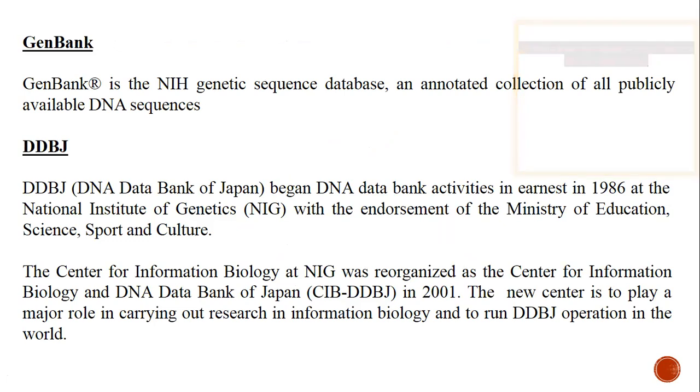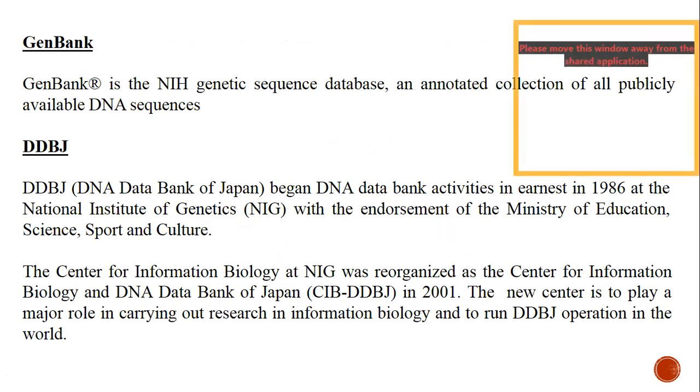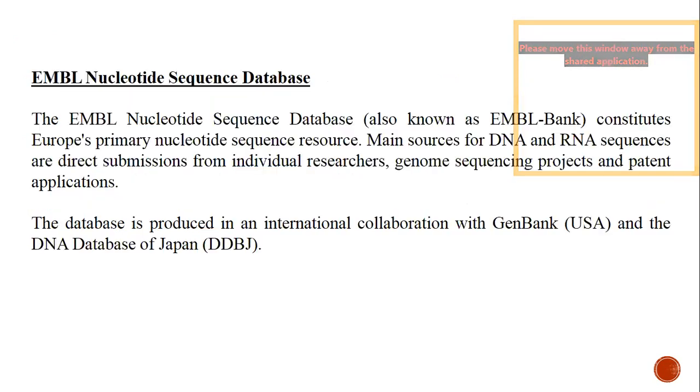The DNA Data Bank of Japan is the DNA database initiated by Japan in 1986 at the National Institute of Genetics. The Center for Information Biology at NIG was reorganized as the Center for Information Biology and DNA Data Bank of Japan in 2001. The new center is to play a major role in carrying out research in information biology and to run DDBJ operation in the whole world.